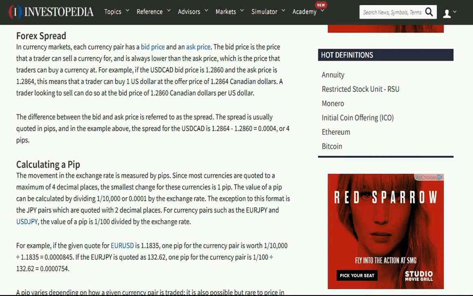So for example, if you are given a quote, say Euro USD is 1.1835, 1 pip for the currency pair is worth 1 over 10,000 divided by 1.1835, which equals 0.000845. And if the Euro JPY is quoted as 132.64, 1 pip for this currency is 1 divided by 100 divided by 132.64, which equals 0.000754.